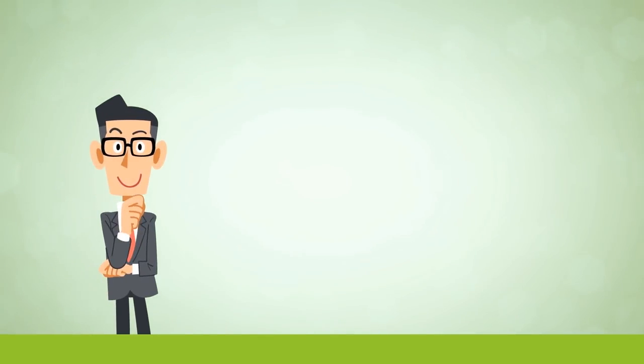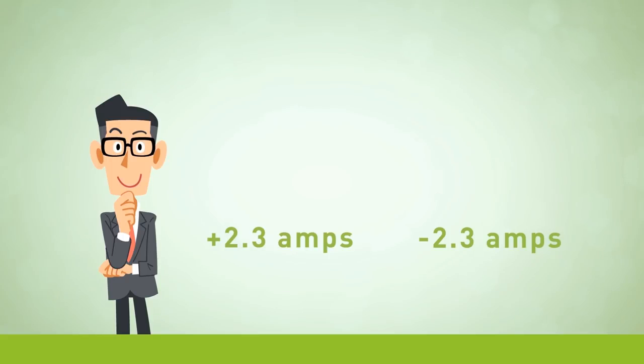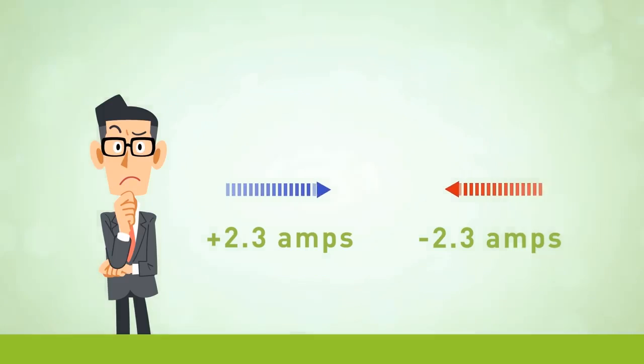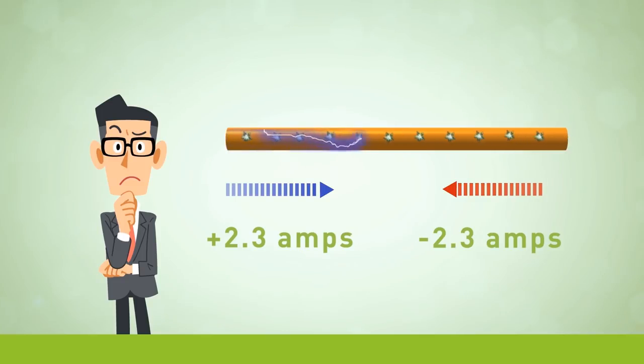A lot of people see the pluses and minuses like plus 2.3 amps and minus 2.3 amps, and they get confused and think that one offsets the other. It doesn't. The positive and negative numbers are used to show the movement of the current. Current is caused by the movement of the electrons, and it doesn't matter which direction the electrons are moving.